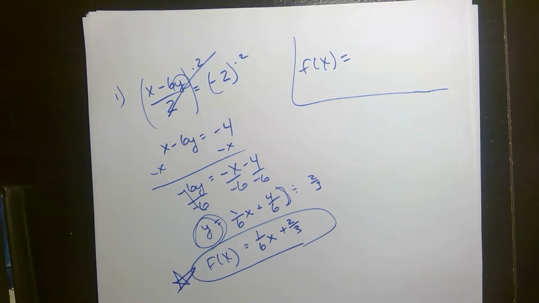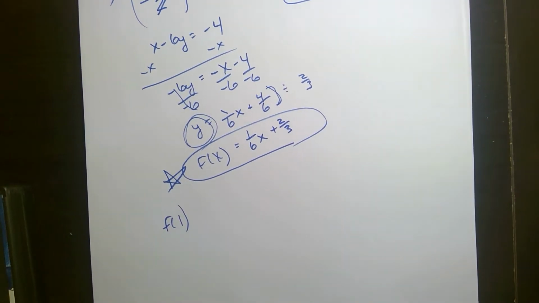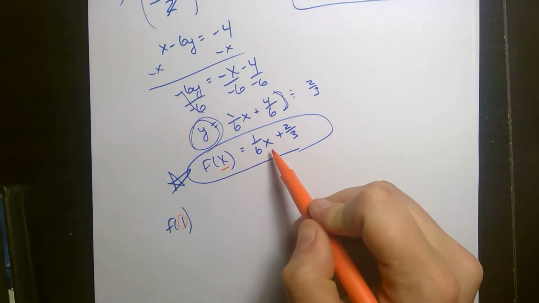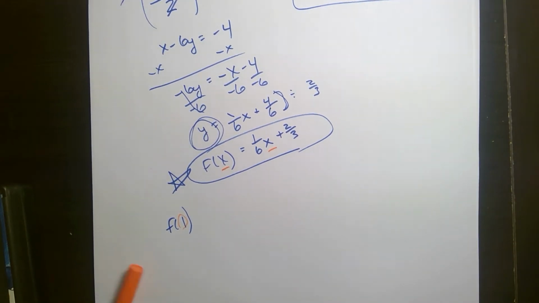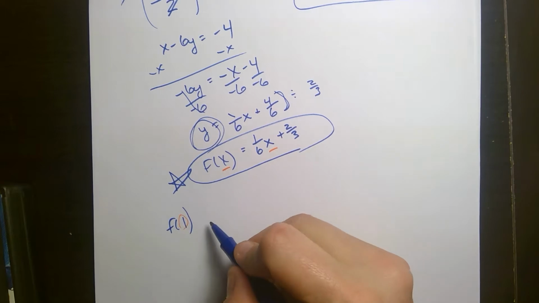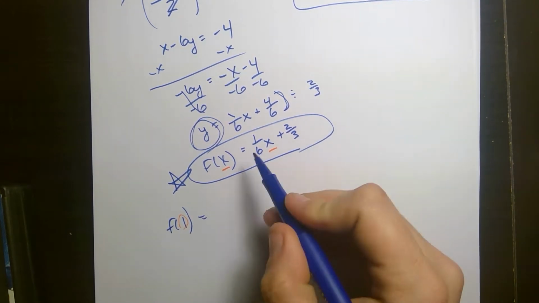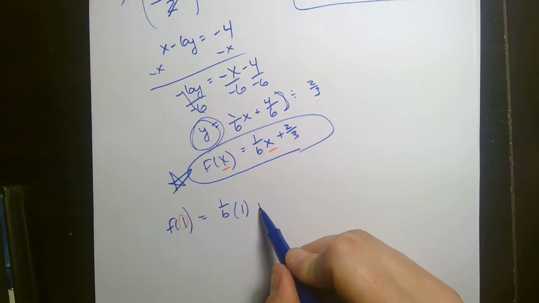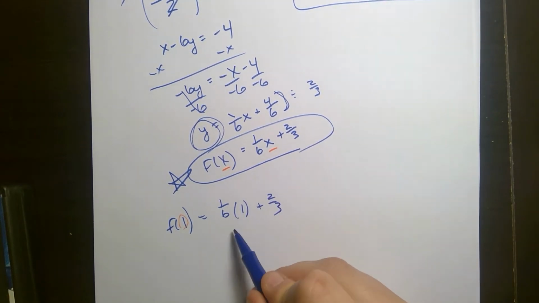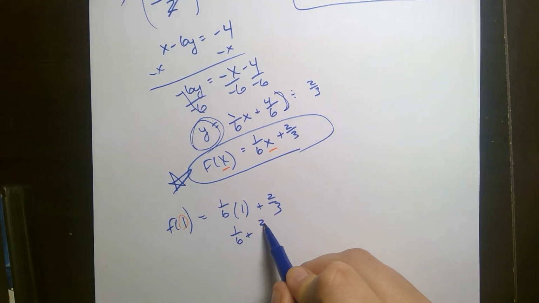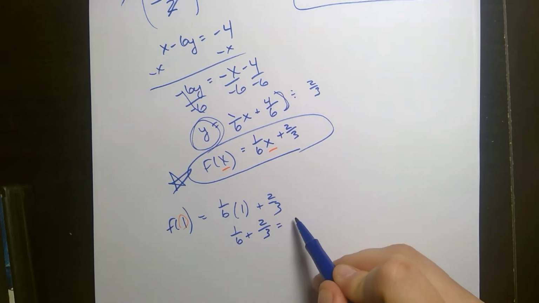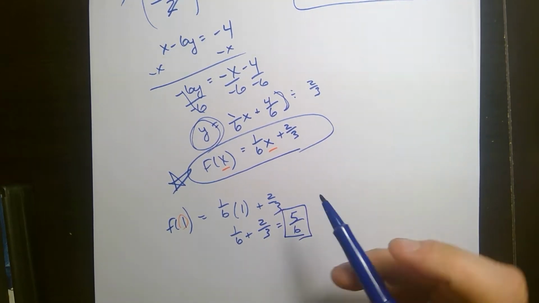Now, once I have this written in function notation, I want to find f of 1. What f of 1 means is that instead of the x being here, there's a 1. So up here in this equation, anywhere I see an x, I'm going to replace it with a 1 and evaluate that. I will rewrite this as f of 1 equals 1/6, and instead of rewriting x, I'm going to put a parenthesis and put a 1, and then plus 2/3. Well, 1/6 times 1 is just 1/6. If you want to use your calculator to add 1/6 and 2/3, that's totally fine. When I do that, it gives me 5/6.